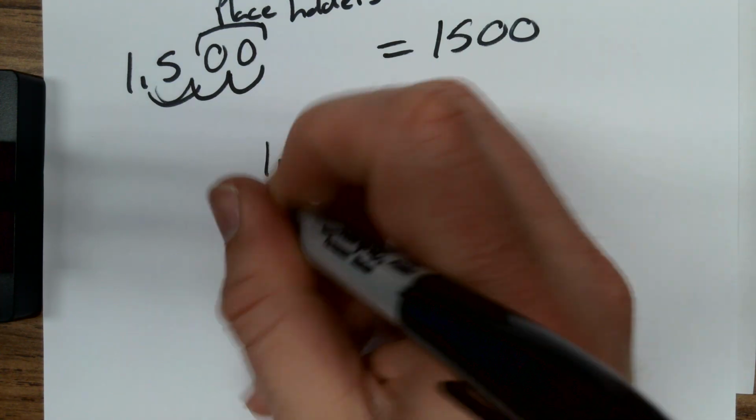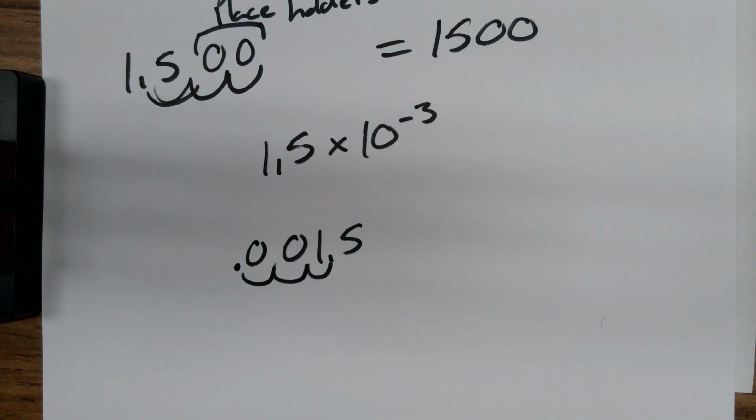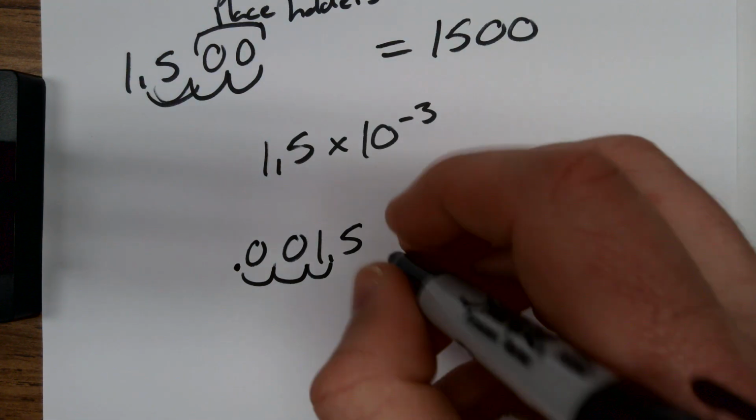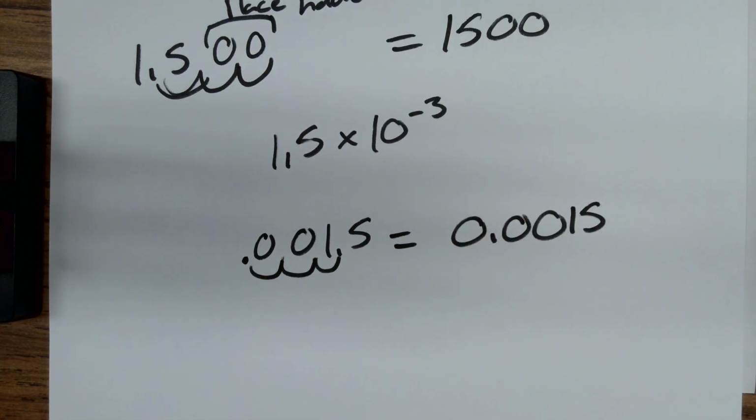We're going to do it one more time. Put in a 0 here and drop off my decimal. So my final answer is going to be 0.0015. If I can go one way, I can go the other way.